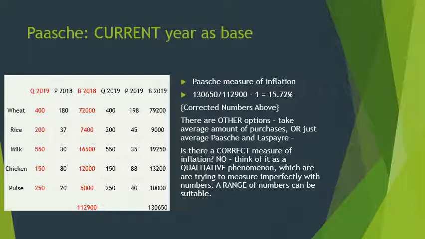We should think of it as a qualitative phenomenon. Inflation is not a single number. It's a phenomenon of increasing prices which cannot be reduced to a single number. And a range of numbers may be suitable to understand the range of inflation, because different prices have changed differently and our budgets have changed, everything has changed. So one number cannot capture the process of inflation.